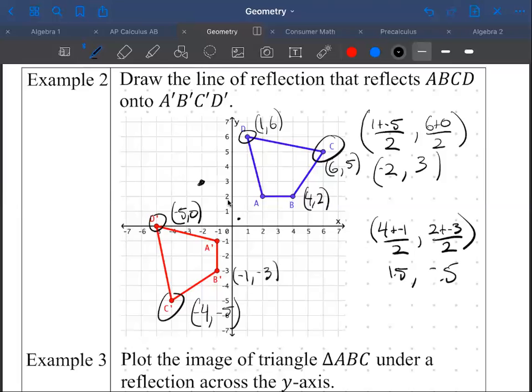For C and C prime, we have -4 plus 6 over 2 and 5 plus -5 over 2, which averages to 1, 0. 1, 0 is right here. So those 2 points we can connect here and here, and we get this line of reflection right there.